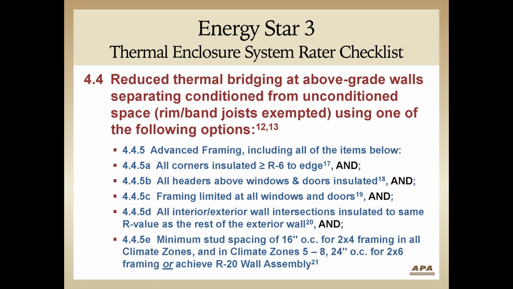In order to meet the Energy Star requirements, corners must be insulated as well as headers. Cripples are limited around windows and exterior doors, and interior-exterior wall intersections have to be insulated. In the warmer climates, stud spacing can remain at 16 inches on center, and 24-inch on center studs are only required in climate zones 5 and above, where 2x6 walls are likely to be used. Energy Star does not require a single top plate in any wall system.